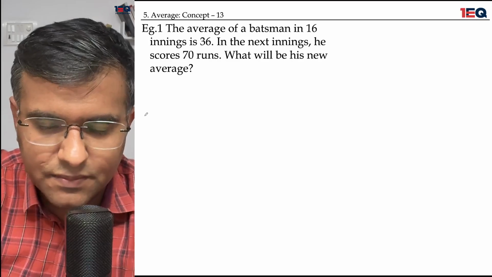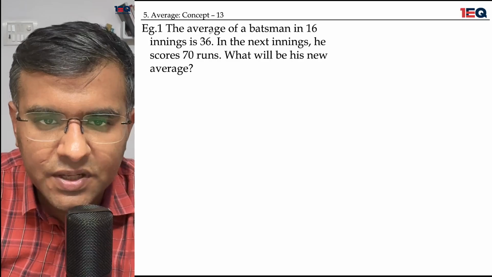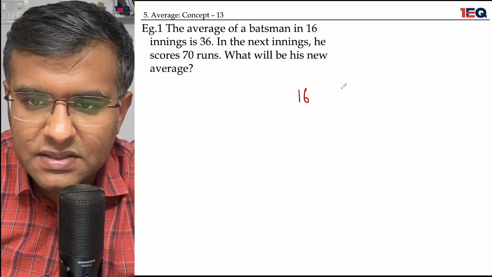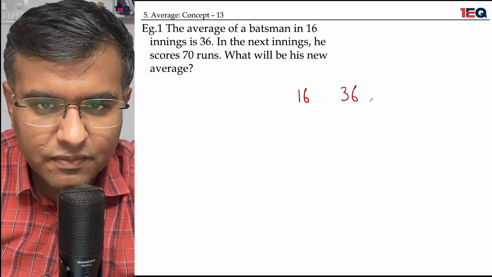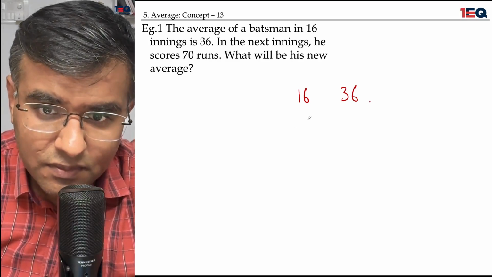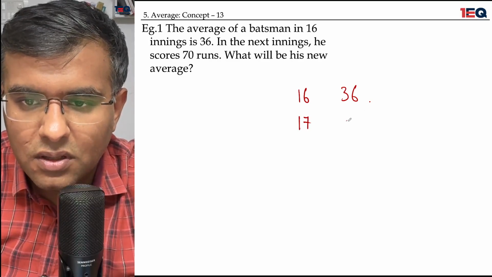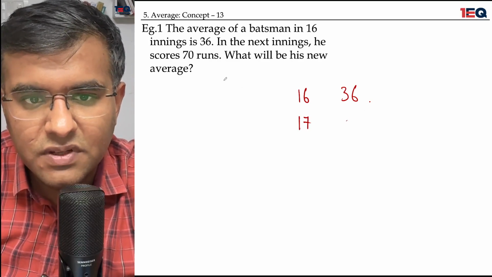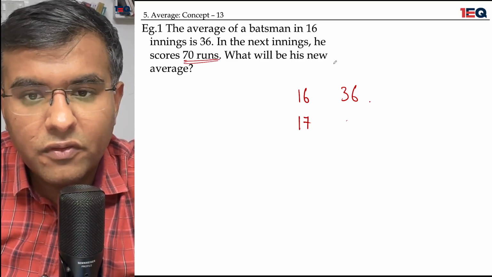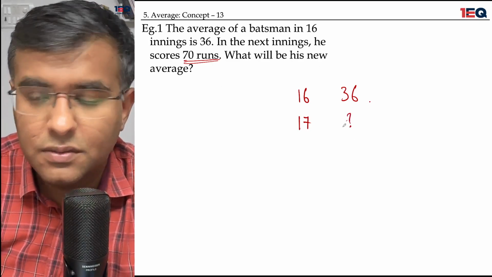Average of matches. Okay, similar concept. We'll be using the same diagrams that we've been using. The average of a batsman in 16 innings is 36. In the next innings, he scores 70 runs. Okay, let's say in the 17th inning, he scored some more runs. So, what would be his new average?